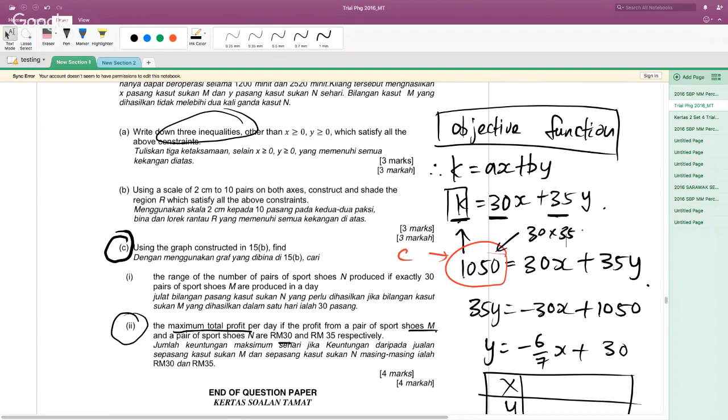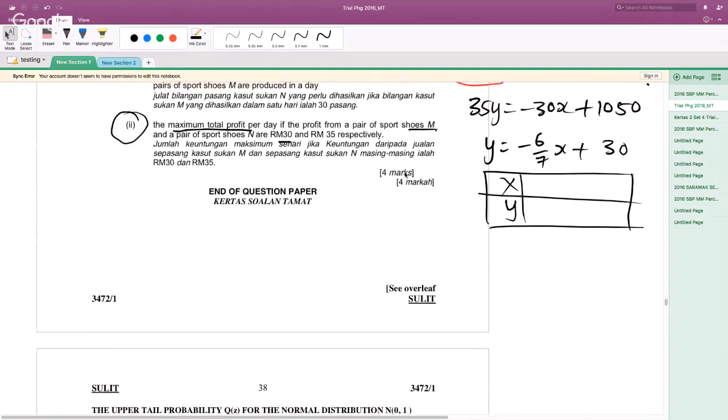If you ever do the objective function question, you should know the last part: basically, find the maximum or minimum value. You have to form your equation by yourself. You have to find the k value by yourself, and then you will draw on the graph. So let's say this is your graph over here, and after that you draw your objective function over here. What you need to do is move this line until you touch your maximum area.